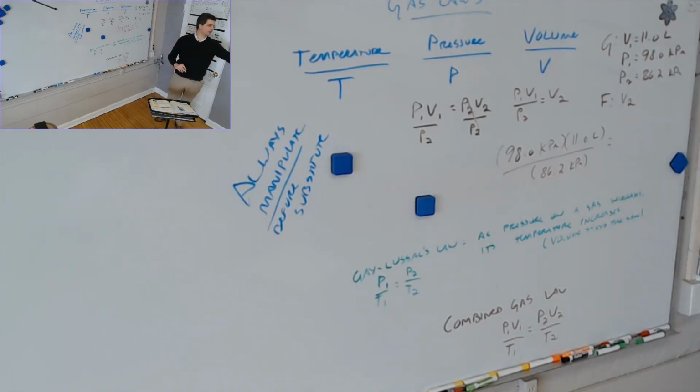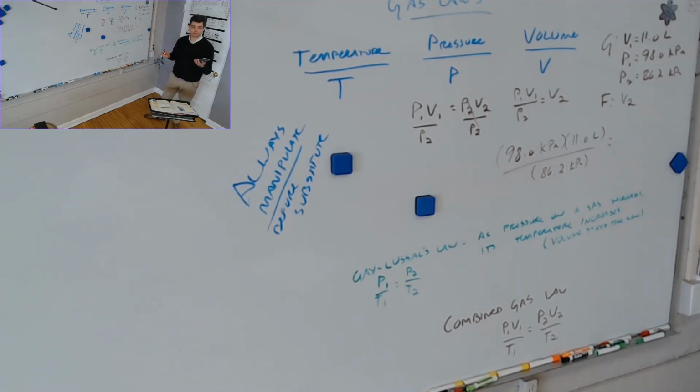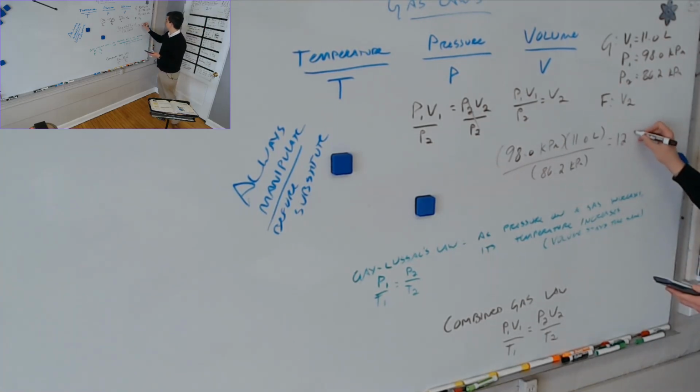Get out your calculator. Someone help me calculate this. I'm going to do it, and someone else is going to do it to corroborate. I'm going to type in 98 times 11, enter, divided by 86.2. What did you get? 1,078? No. You had to press enter between the multiply and the divide, otherwise it does the order wrong. Hold on, let me do this. 12.5.